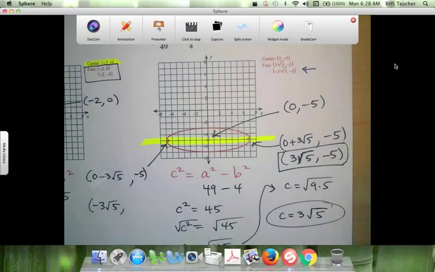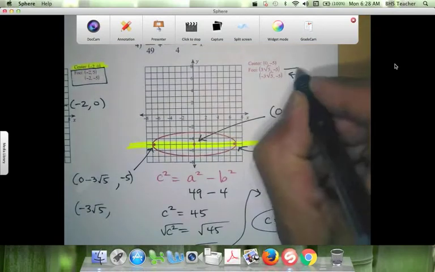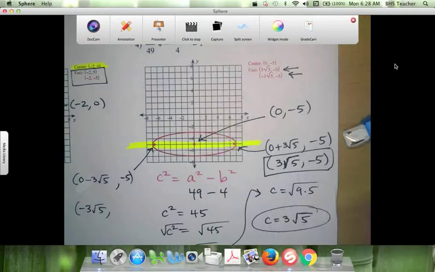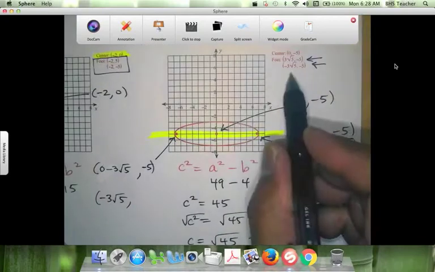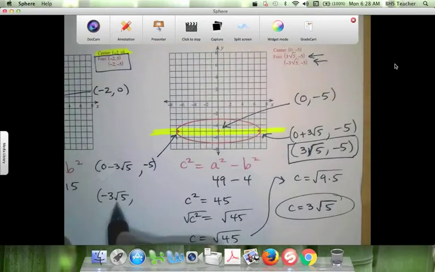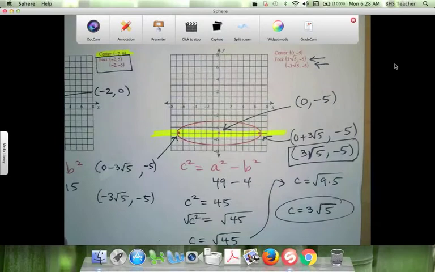Oh, no. I said it wrong, didn't I? The first one was, sorry, go back. This first one is actually this one here, the positive 3 root 5, comma negative 5. This one is the negative 3 root 5, comma negative 5. Well, there you go.